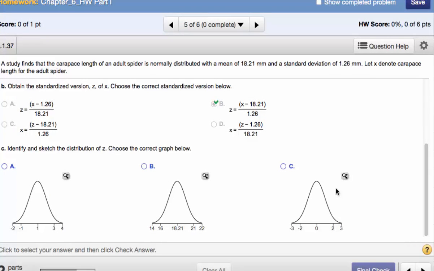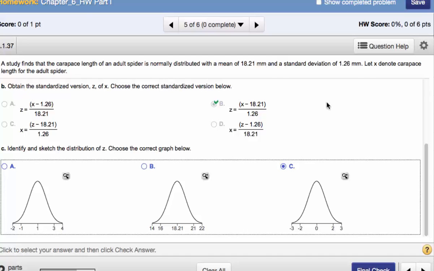Okay, so what's the distribution of z? What is the mean of z? Always 0, right? It's always 0. And then what's the standard deviation of z? Always 1. So the z distribution always, forever, looks like that.